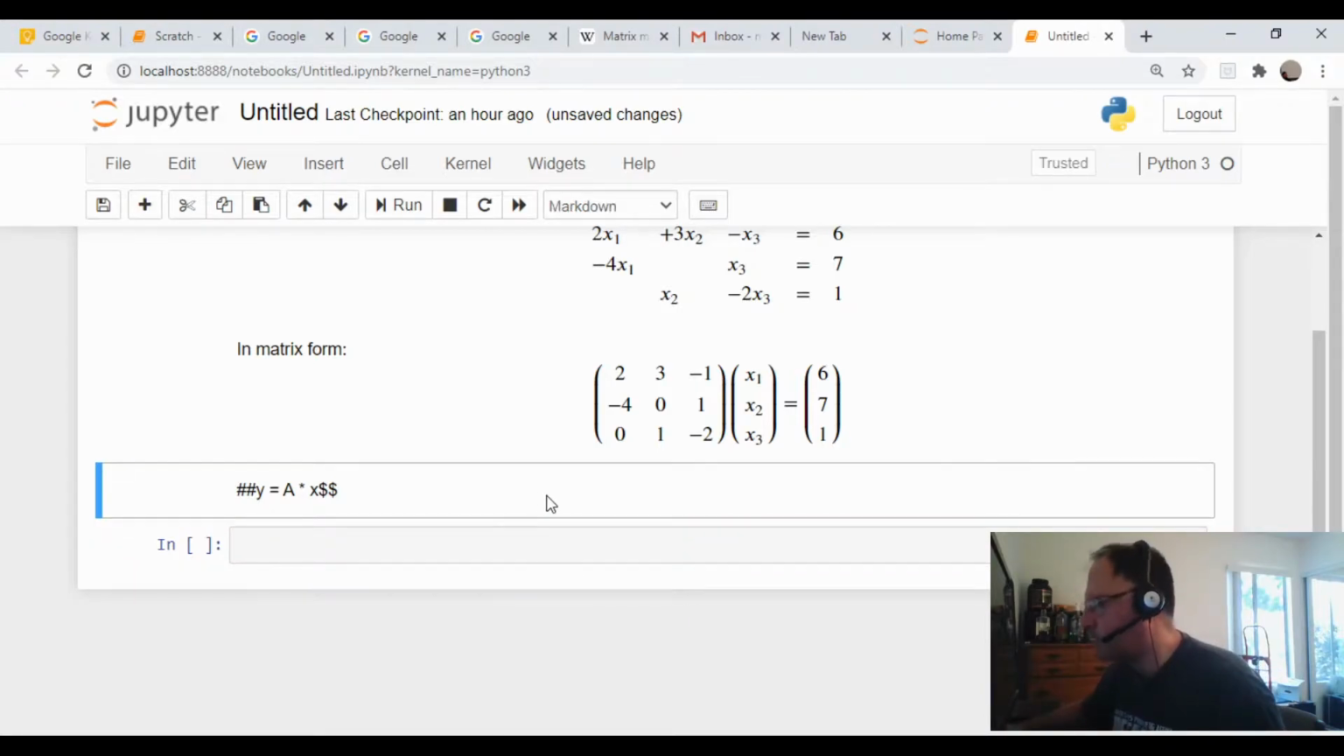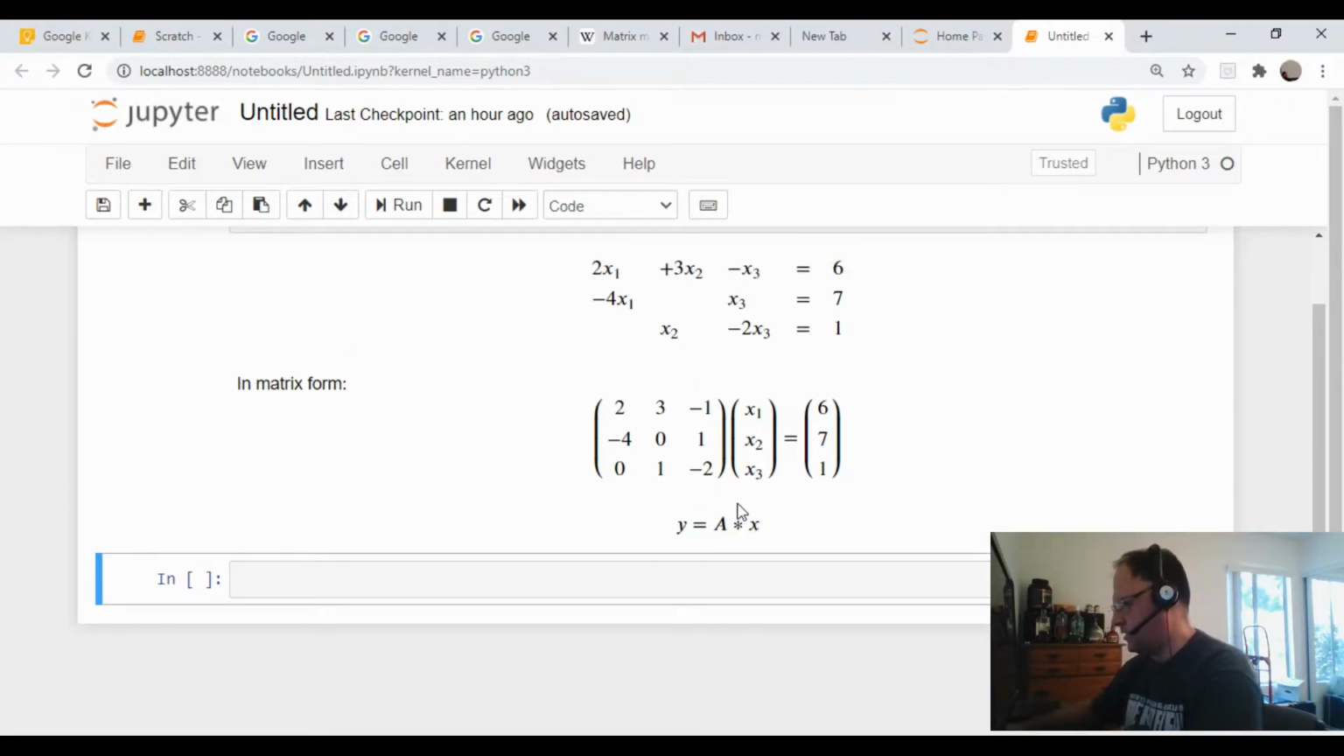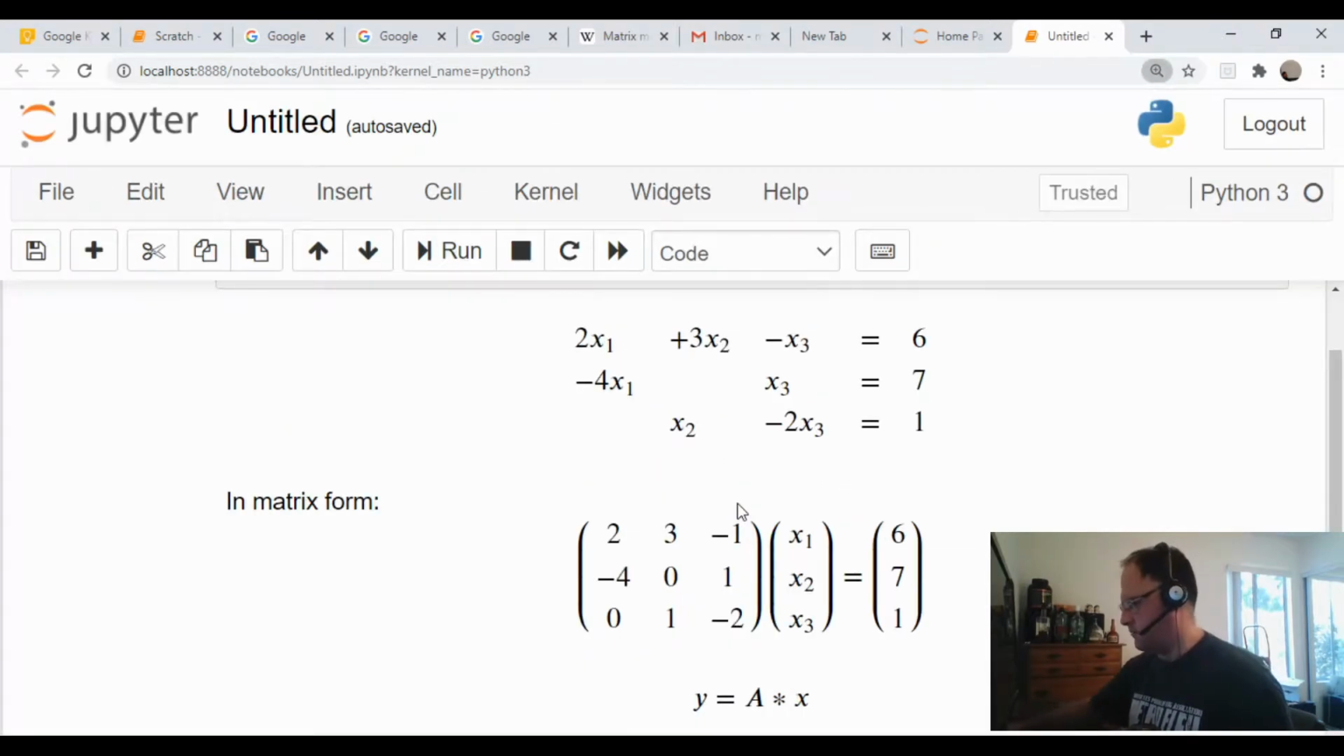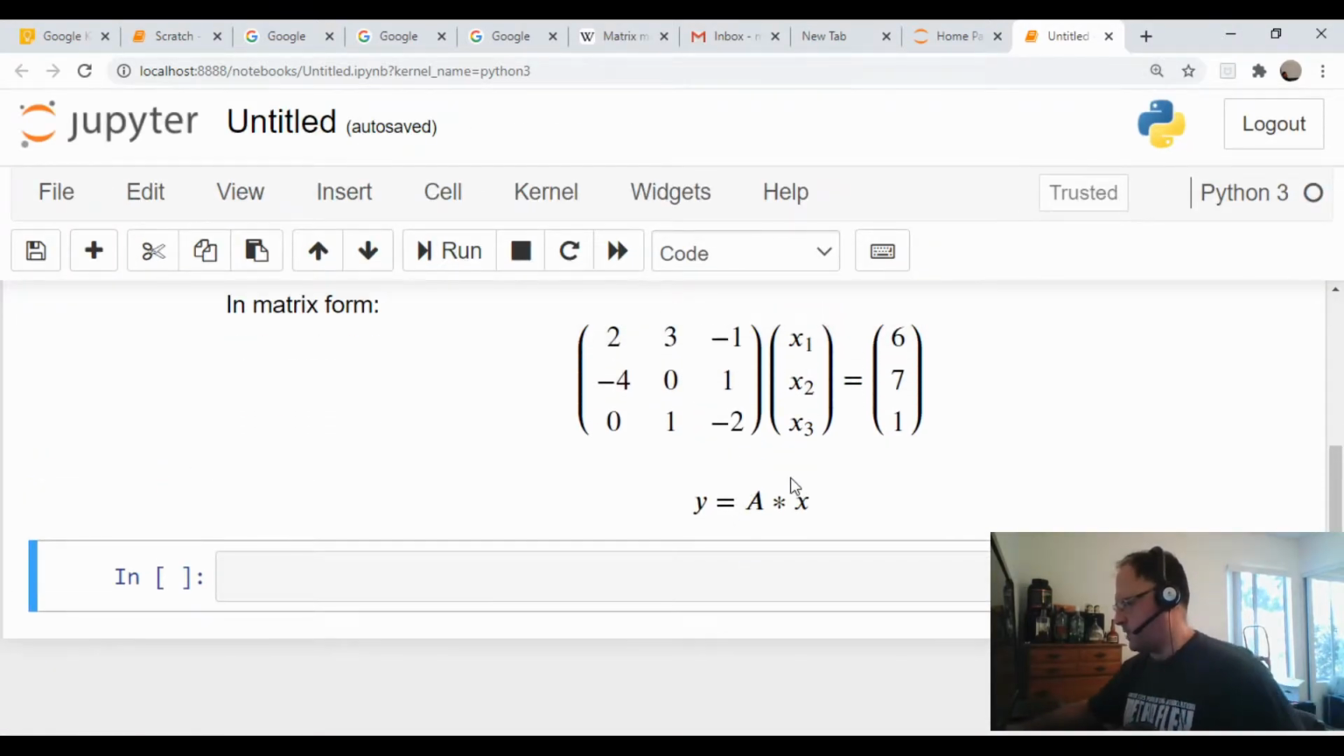How would I solve this equation here? I don't know what year you do it, 7th grade, 6th grade algebra. You would divide both sides by a. So you get y over a is equal to a over a times x, but a over a is equal to 1. Anything divided by itself is obviously equal to 1.